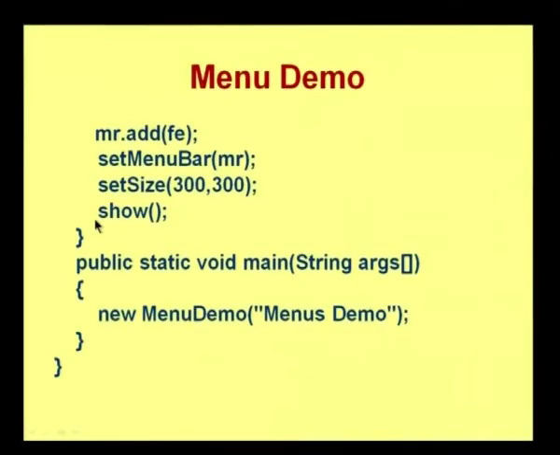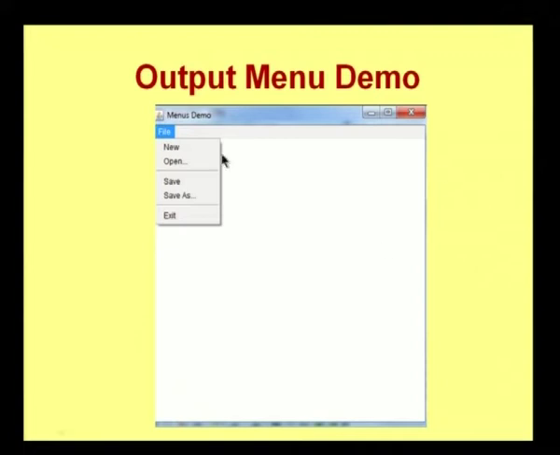Again I am setting the size of it, and then I call the show method that is available in the frame. Now public static void main, I am creating a new frame. From this program I am creating a new menu demo. You can see here menu demo. So this is your menu bar, this is your menu, and this is your menu item.